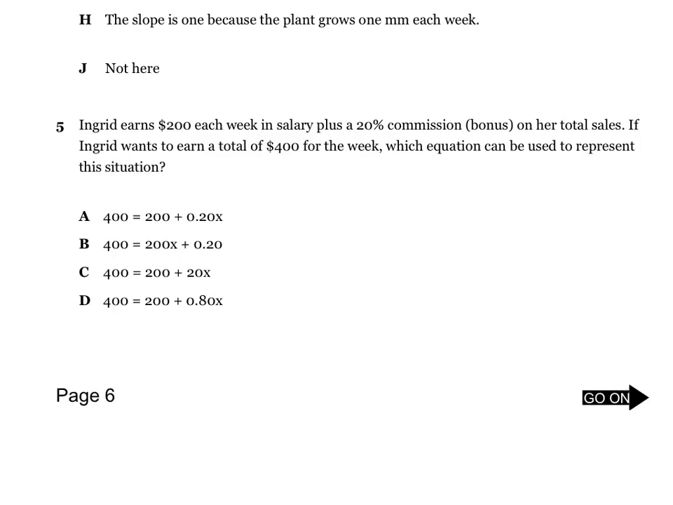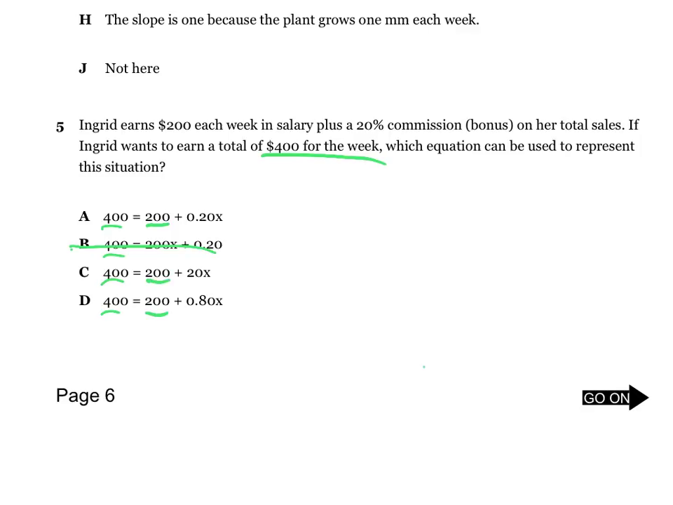So on number 5, Ingrid is earning $200 each week, plus she's got her 20% commission. We know that she wants to earn a total of $400 per week. Unfortunately, the easy part doesn't make it any easier for us. Our total is 400, so we know our answer has to equal 400. Well, that didn't narrow it down at all. She earns $200 each week, plus the commission, so we're looking for 200 plus something. Well, that only really gets rid of B, okay? The 200 happens one time, so those all match right there.